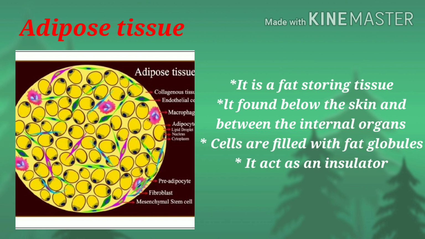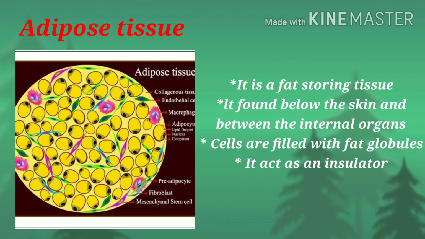Our last connective tissue is adipose tissue. It is a fat storing tissue in our body. It is found below the skin of our body and between the internal organs. Clear? The cells of adipose tissue are filled with fat.